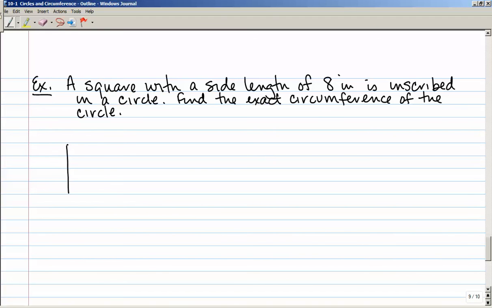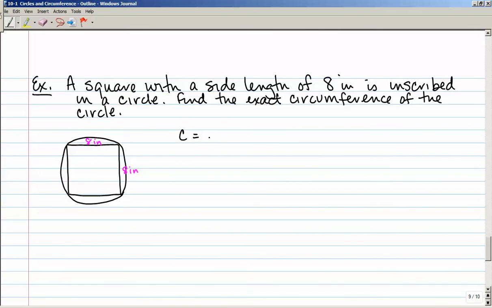I think I'm going to start by drawing the square. Okay, and this is inscribed in a circle. So I'm going to try to draw a circle around this. Actually, that's not too bad. And the square has a side length of 8 inches. So each of these sides is 8 inches. And remember, in a square, all the sides are congruent. Find the exact circumference of the circle.